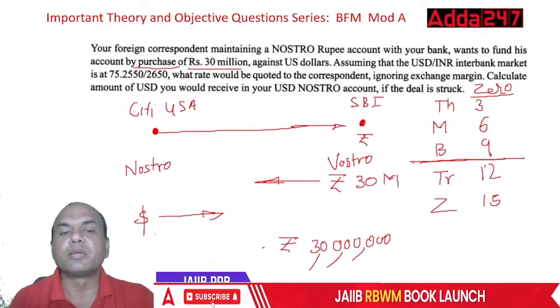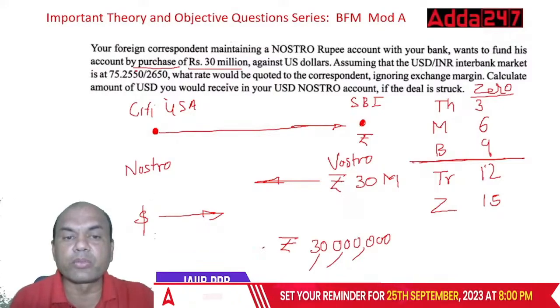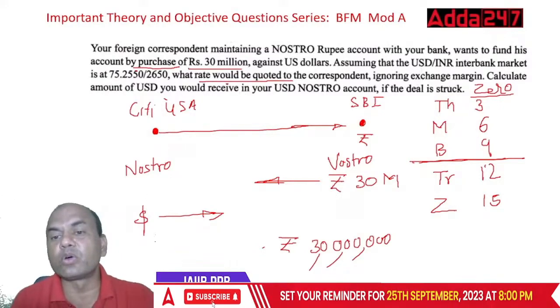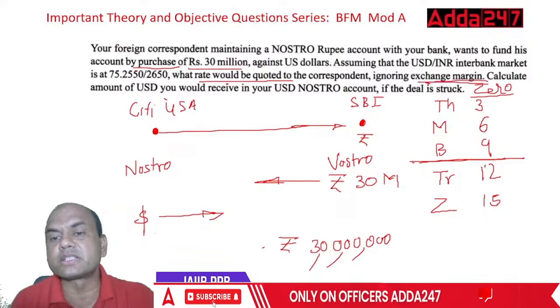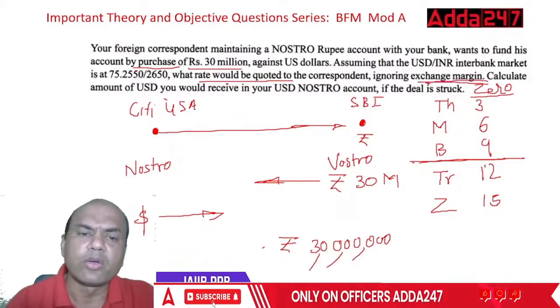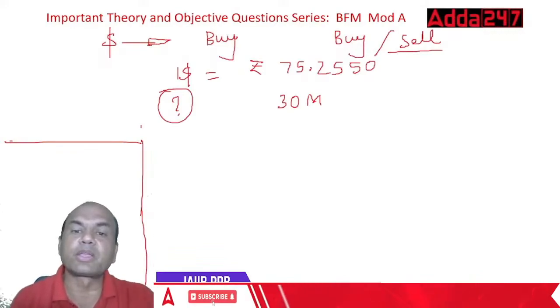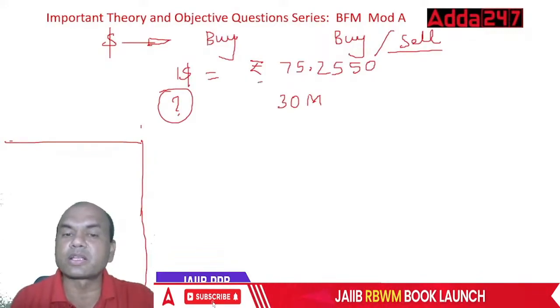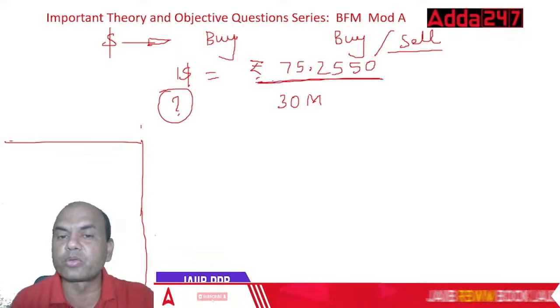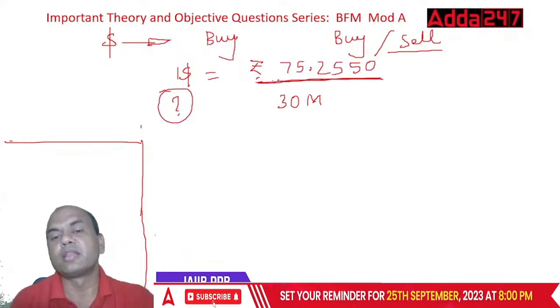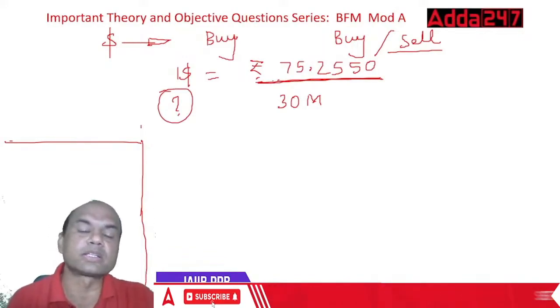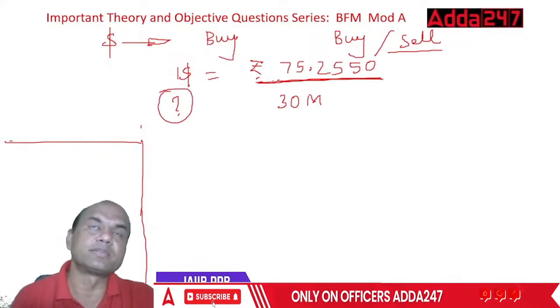The main two questions are: calculate the rate. What rate would be quoted to this customer, ignoring exchange margin? So there is no exchange margin, whatever rate has come, you will directly give him. The rate to be given to that customer is this 75.2550, because we don't have the margin.